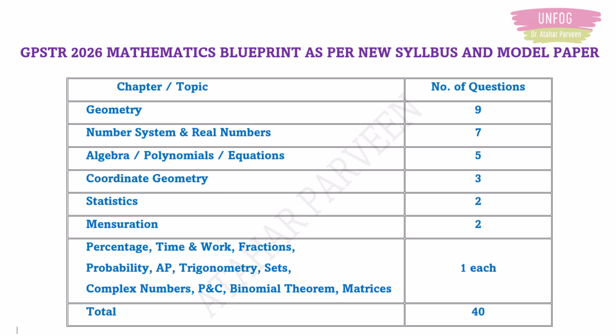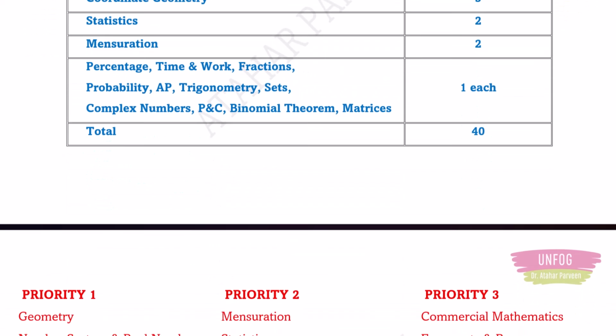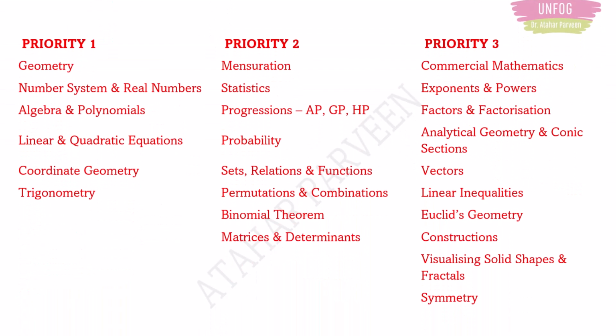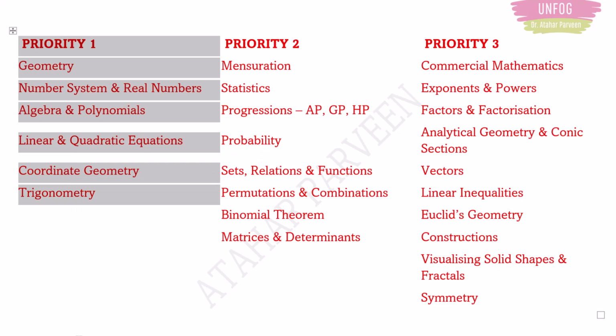Okay, so I will show you the prioritized chapters which you have to focus on first, then go for second priority, then go for third priority. See, third priority means I am not telling you to neglect or ignore. You have to touch third priority chapters also, but that you can do in the last if time permits. First, you should go for priority 1. What are the priority 1 chapters?